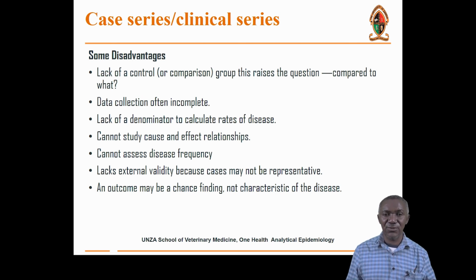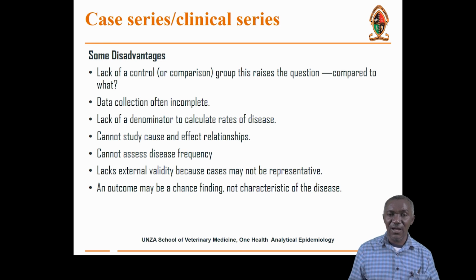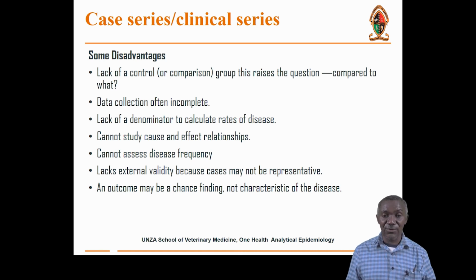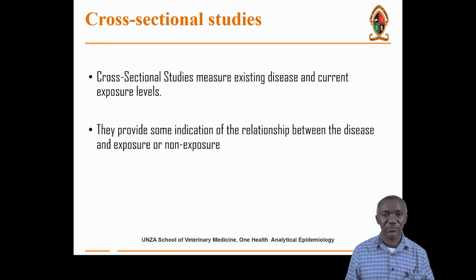case series. And it cannot assess disease frequency, and also lacks external validity because cases may not be representative. So normally when you are dealing with cases, the population you are receiving is a biased population. It's not randomly collected, so it may be difficult for you to extrapolate your finding to the general population. And an outcome may be a chance finding and not characteristic of a disease. So when you're doing a case series, you may find that a particular outcome may not really be a result of the real characteristic of a disease, but just a case of chance.